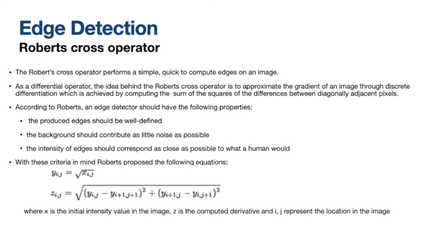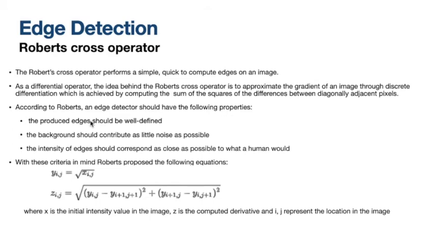According to Roberts, the edge detector should have the following properties. The produced edges should be well defined. The background should contribute as little noise as possible, and the intensities of edges should correspond as closely as possible to what a human would perceive. These should be the properties of an edge detector according to Roberts.